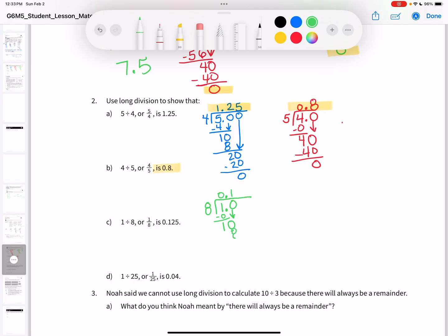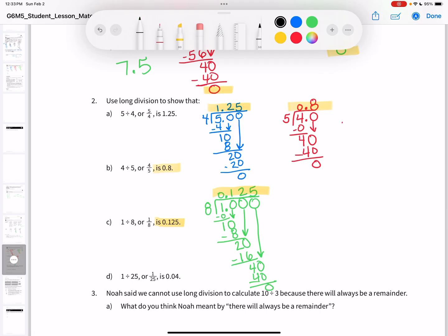1 times 8 is 8. That leaves us with 2. Add another 0, bring it down. 8 goes into 20 2 times. 2 times 8 is 16. That leaves us with 4. Add another 0, bring it down. 8 goes into 40 5 times. 5 times 8 is 40, and we are left with 0 and no other numbers out there. So we can see that 1/8, or 1 divided by 8, is 125 thousandths.